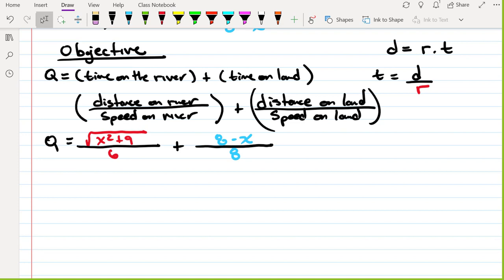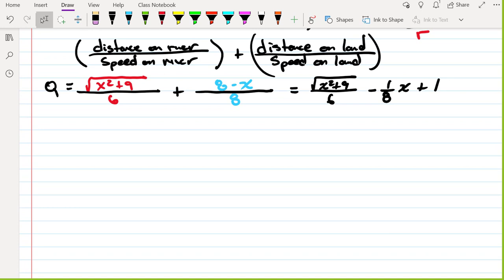So we can simplify that up just a little bit when we get the square root of x squared plus 9 all over 6. Doing some term-wise division here, we get negative 1/8 x plus 1, because 8 goes into 8 once, and negative 1 divided by 8 is, pardon me, negative 1/8.